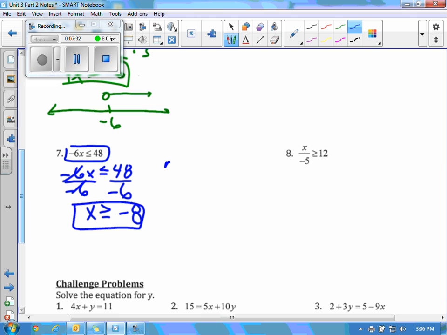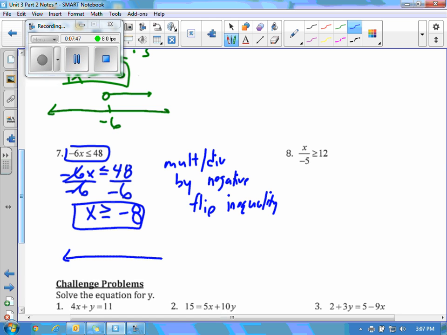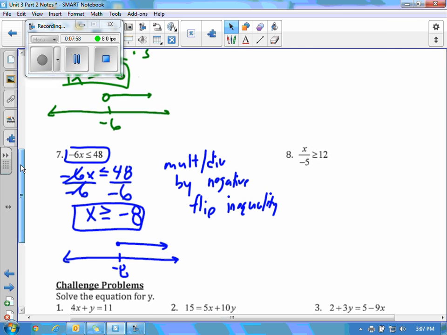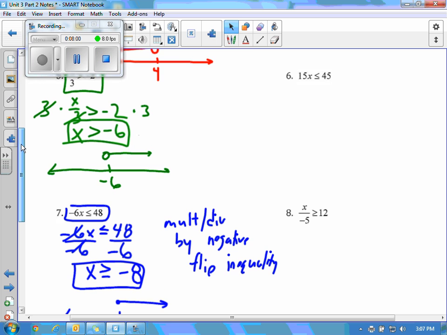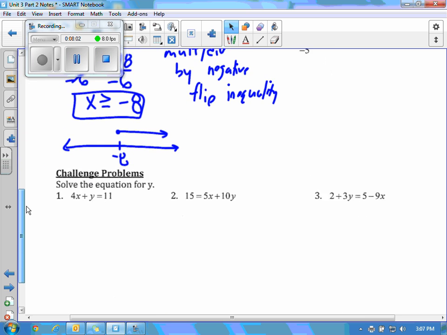So when you multiply or divide by a negative, you flip the inequality. So that's important to remember. I need to graph this now, so I draw my number line. I'm working off negative 8. It's greater than or equal to, so equal to tells me to shade it in, or fill it in. Greater than is to the right. So again, I'm going to leave number 6 for you to do, and number 8 for you to do. Watch out for negatives.